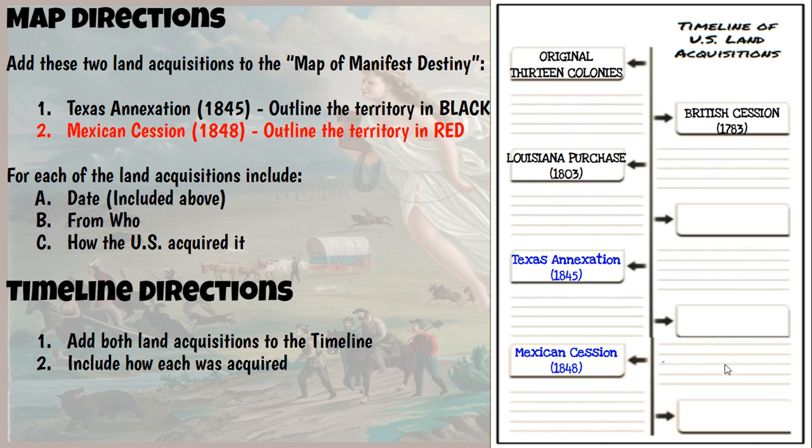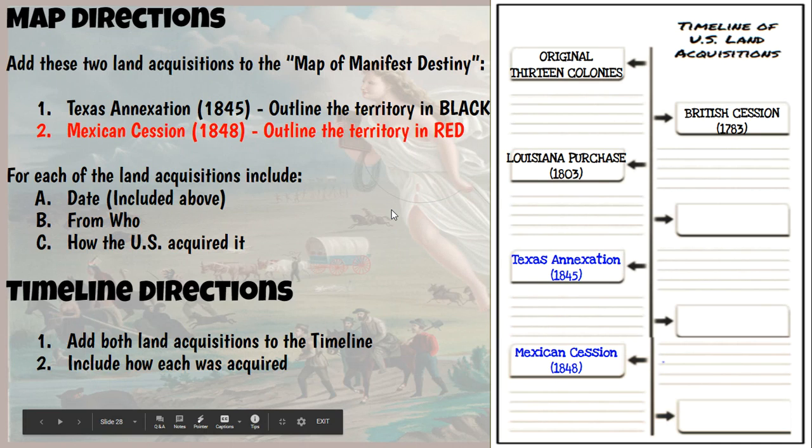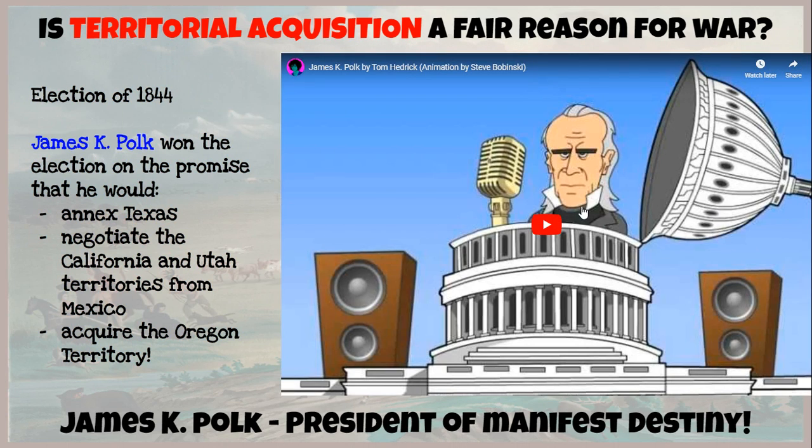So here, disregard the timeline to the right here. Really, these are your map directions. You're going to add these 2 land acquisitions to the map of Manifest Destiny inside of your Westward Expansion folder. For each of these, you need the date, from who it was acquired, and how we acquired it. You're going to color this, and that's what you'll finish doing for the remainder of the class period. I'm going to go back to this video over Polk and leave this running while you continue on with your lesson. When this is over, the video will stop, and you need to finish your map before you leave class.